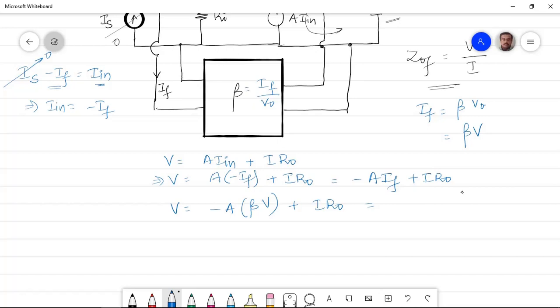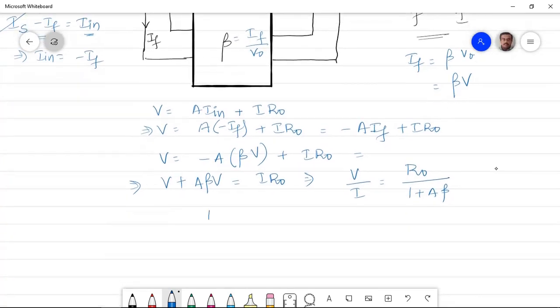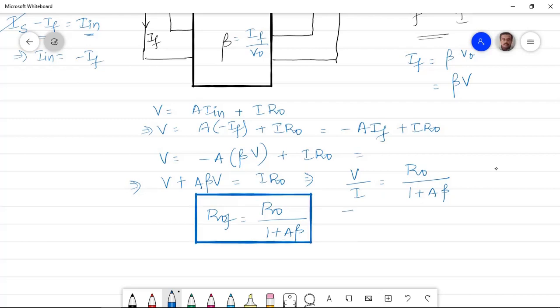So what have we got? This would imply V plus A beta times V is equal to I times R naught, or V divided by I is nothing but R naught divided by 1 plus A beta. Okay, so this is the equation for ROF that you get. So ROF is nothing but R naught divided by 1 plus A beta. And what is the conclusion you draw? The output resistance or output impedance, I can as well write this as ZOF, which becomes Z naught divided by 1 plus A beta.